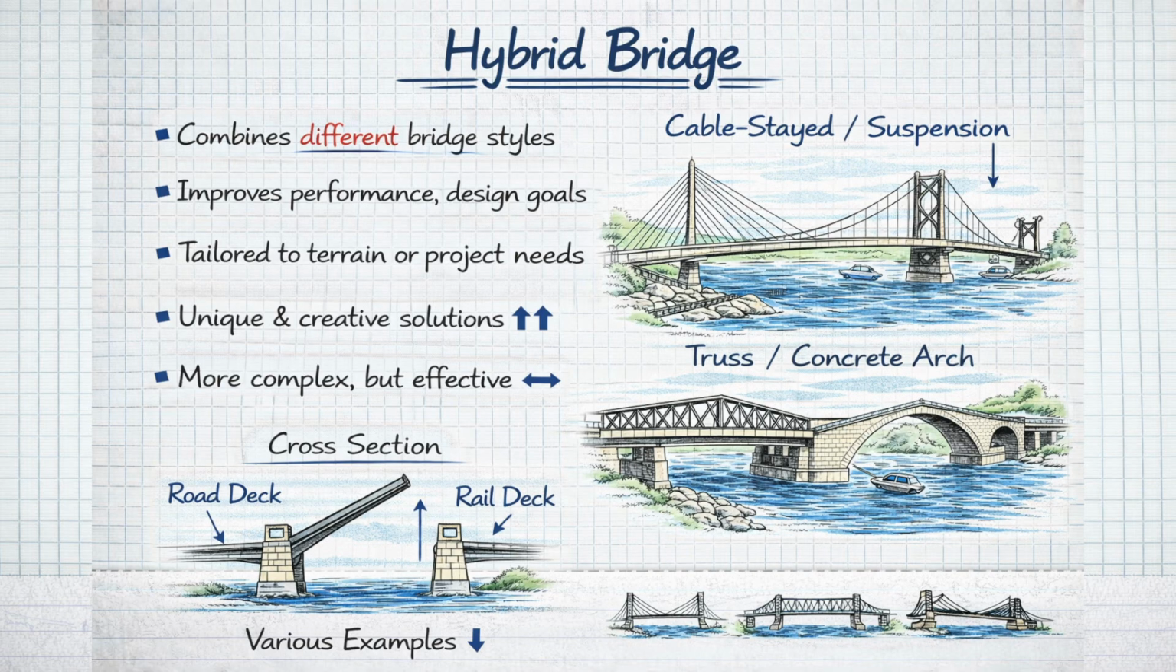27. Hybrid bridge. A hybrid bridge combines features of multiple bridge types, such as cable-stayed and arch designs. It is engineered to meet specific site conditions and optimize strength, cost, and performance. Hybrid bridges are used in complex engineering challenges.